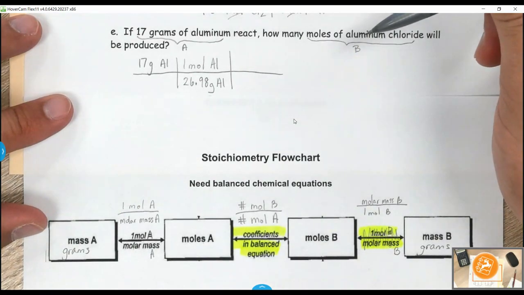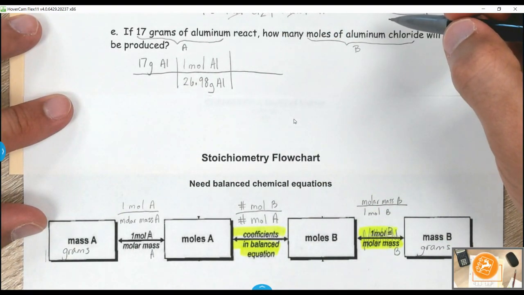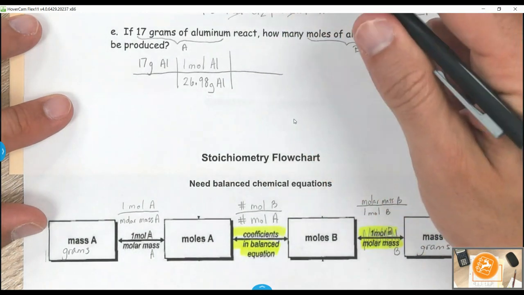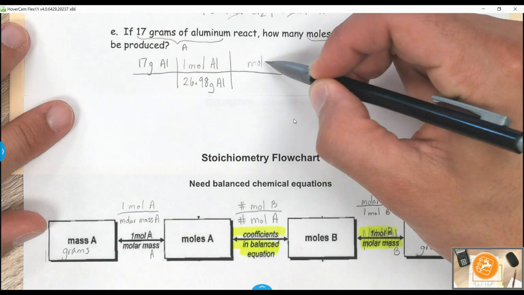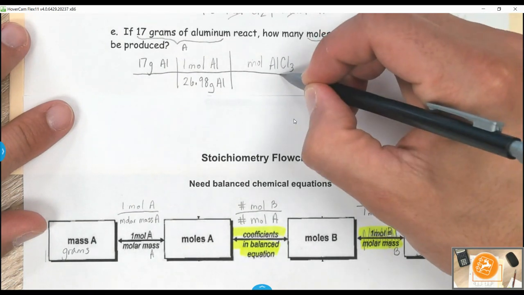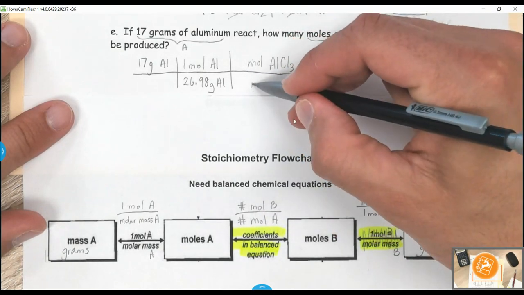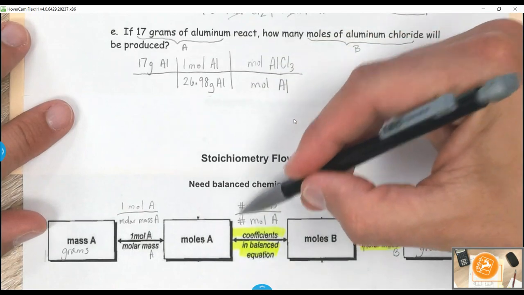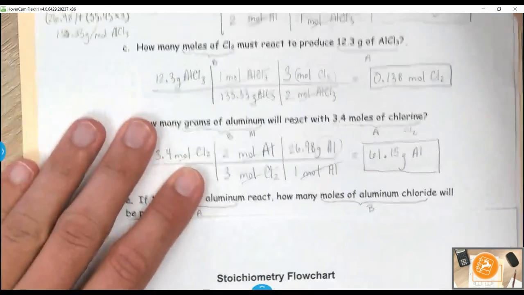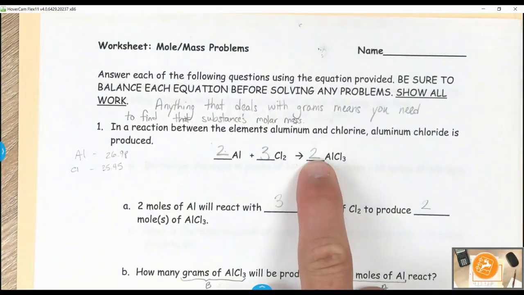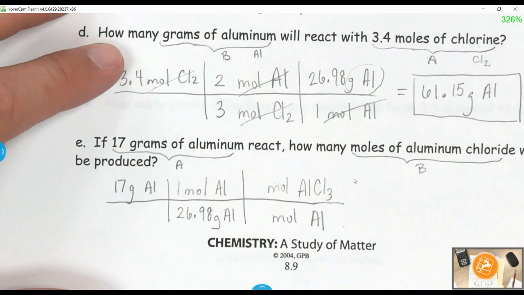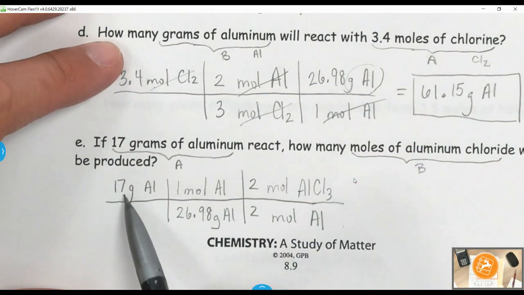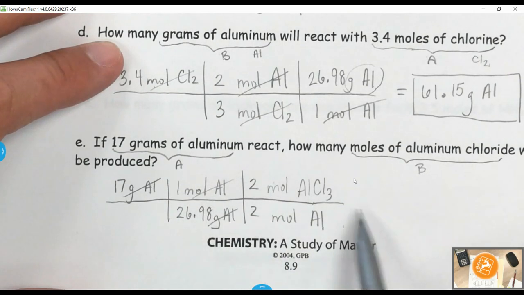My second conversion, moles of substance B. What was my substance B again? Aluminum chloride. So I look back up at the equation or the formula, and that says AlCl3 and moles of substance A on bottom. So that's simple. That's just moles of aluminum. These numbers, where do they come from? The coefficients of the balanced equation. Coefficient of aluminum chloride is 2, coefficient of aluminum is 2. So this is going to be a 2, and this is going to be a 2. Grams of aluminum cancel, and moles of aluminum cancel, leaving us in the desired unit of moles of aluminum chloride.